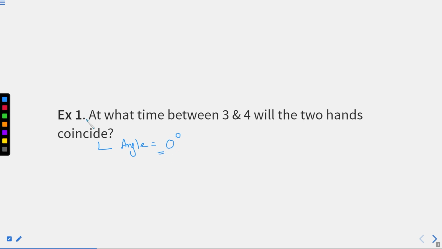So at what time between 3 and 4 will the two hands coincide? Now this is our question. We know that if we make a clock, here we have 12, this is the center and this is 3. At 3, the hands are in this position, right?